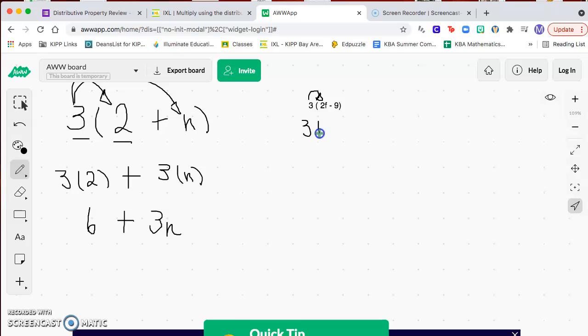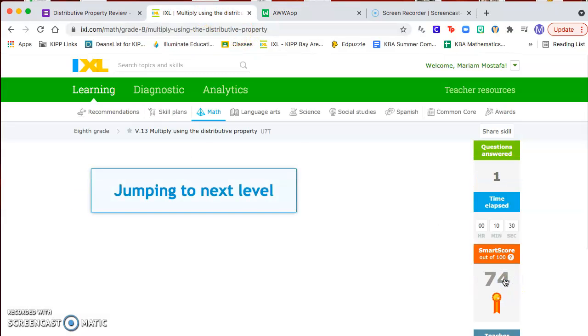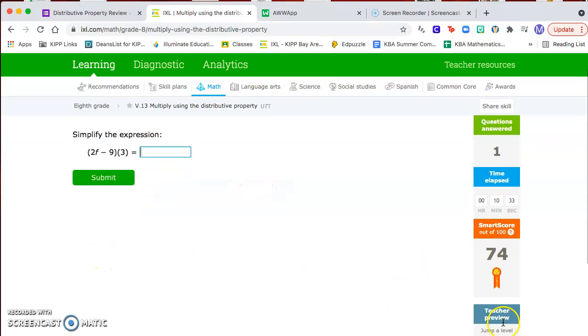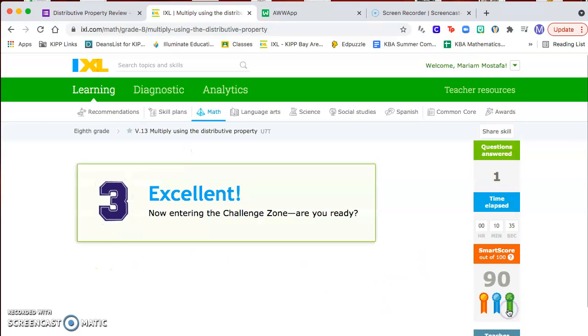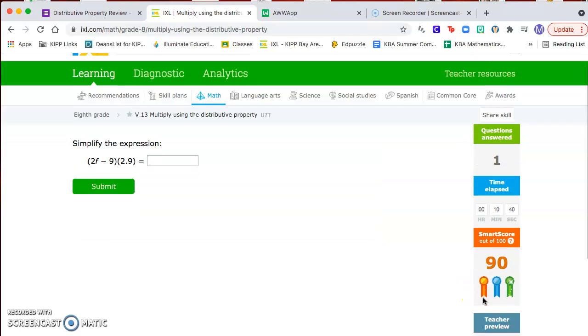You would get 3 times 2f. And the only difference is here there's a plus and here there's a minus. So you would put minus 3 times 9. So that's pretty simple, but it could get even more complicated with more negative numbers. So the last thing I'm going to show you is if it gives you more negative numbers, what would you do?